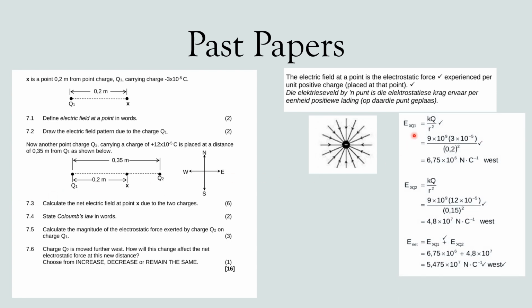You have your E for each one. You can do it together, like in this case, and put this formula here and that formula here, and then do everything in one step, or you can do it individually like this and then just add the 2 at the bottom. So you substitute everything in. See the 0,15 came from what you calculated here, and you just add the 2.